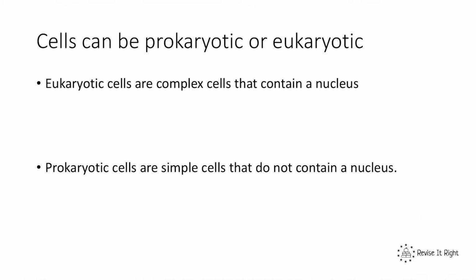This video is about cells. Cells can be prokaryotic or eukaryotic. Eukaryotic cells are complex and contain a nucleus. Their DNA is stored within the nucleus, whereas prokaryotic cells are much simpler. They're simple cells and they do not contain a nucleus. Their DNA is loose within the cytoplasm.